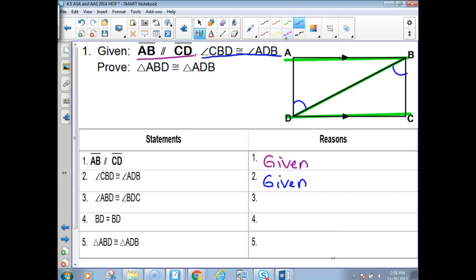But this next line is telling me some more angles that are congruent, and I don't have any verticals up there, and it's not given, so I've got to have a new reason. Angle ABD is up here. Angle BDC is down here. Now they have to do with my parallel lines and transversal.